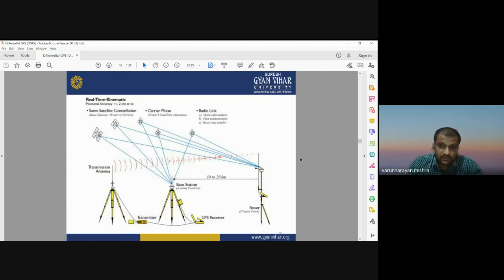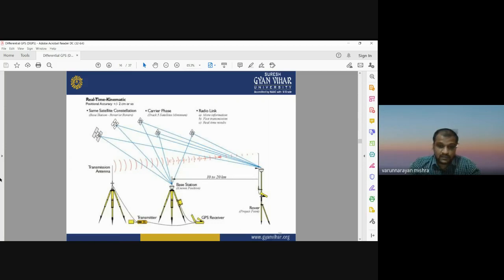So real-time data sets are very much useful for monitoring some moving vehicles, and in case of navigation, you can use this type of real-time data sets. Okay, and it is possible to have the positional accuracies up to plus minus 2 centimeters using real-time kinematics.